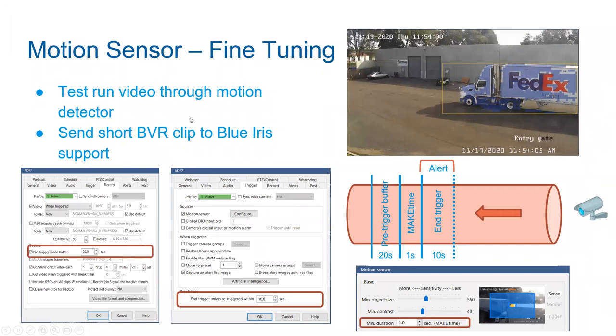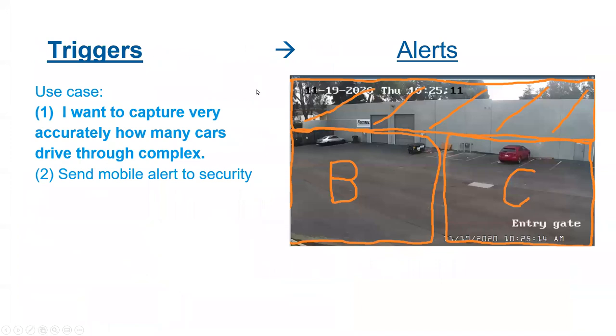Okay. So I hope that's clear. How do you debug your own videos? And then if you wanted to send us a short clip, that's how you do that. Okay. So I went through the first half of this demo was creating your zones and creating your triggers. And then the second half of this presentation, I'll talk about actually sending the alert to security.